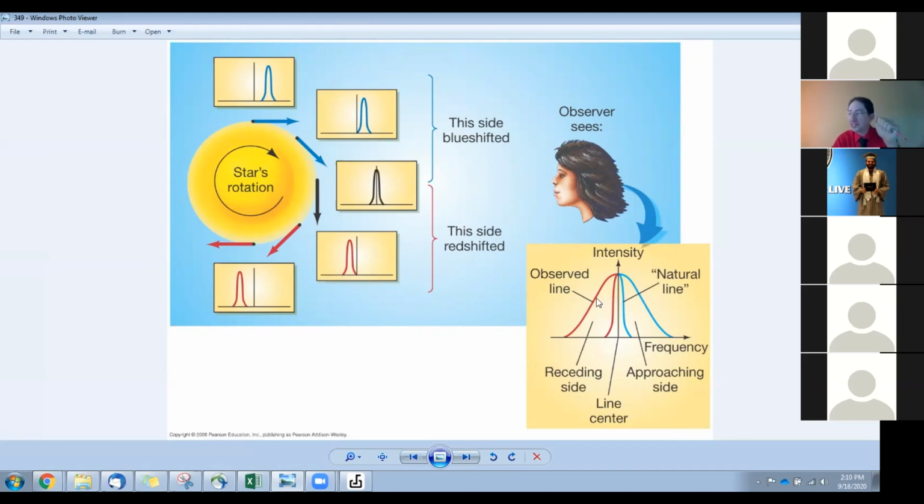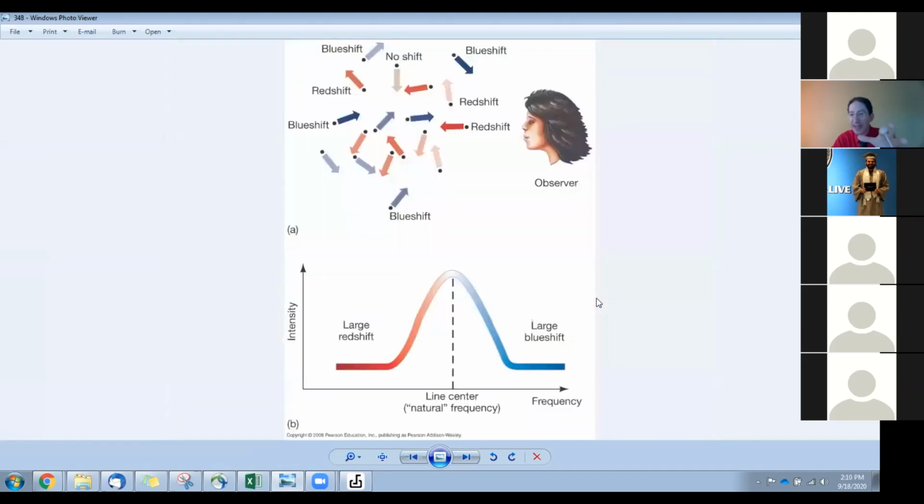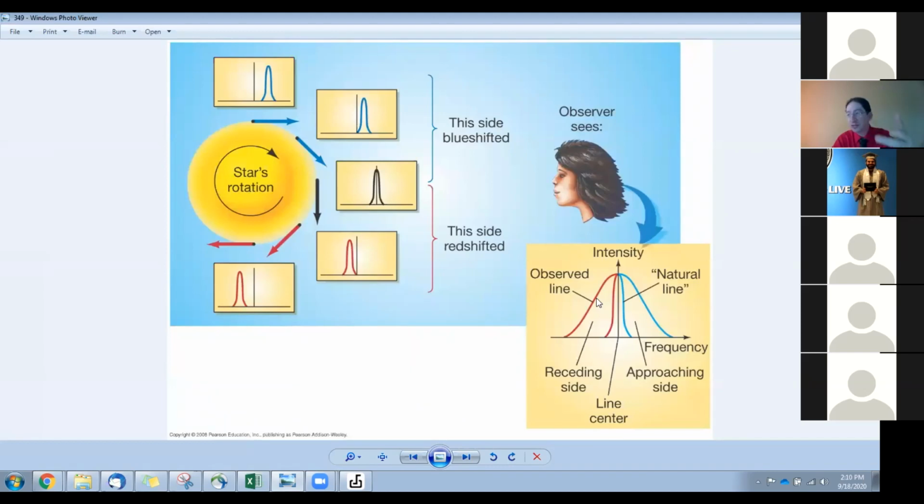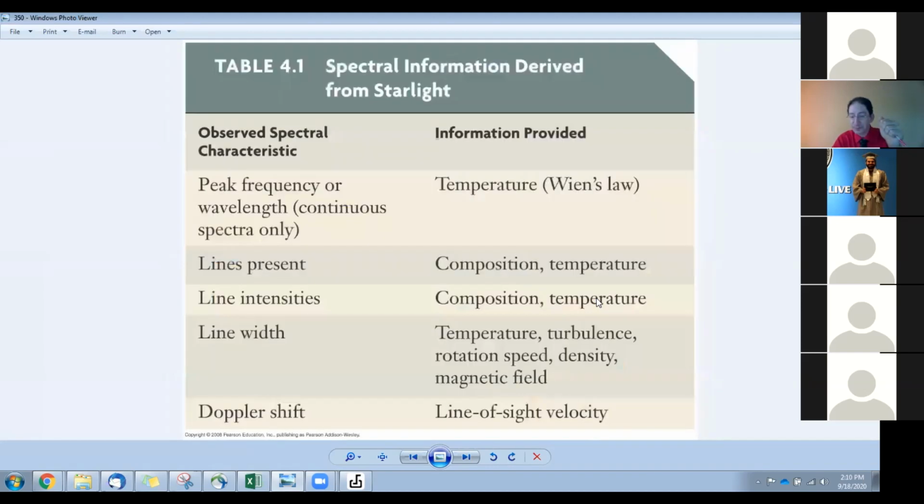So it's a little context specific. If I know I'm looking at a cloud of gas, I can use the width to measure temperature. If I know I'm looking at a rotating star, I can use the width to measure the rotation speed. So just to summarize, I did that very quick, but I think I hit the main points.